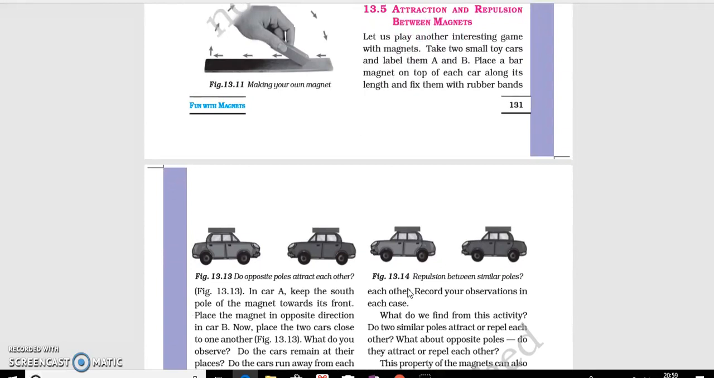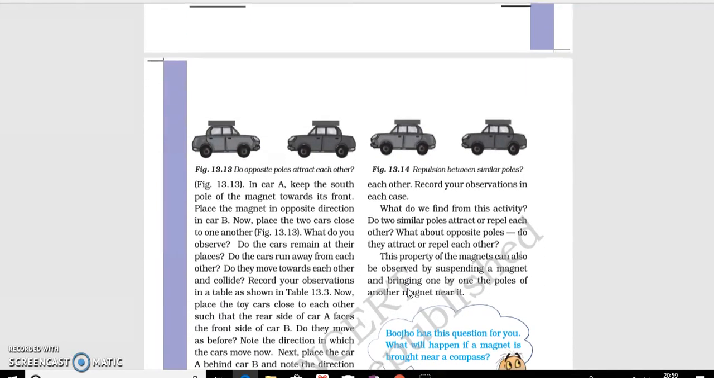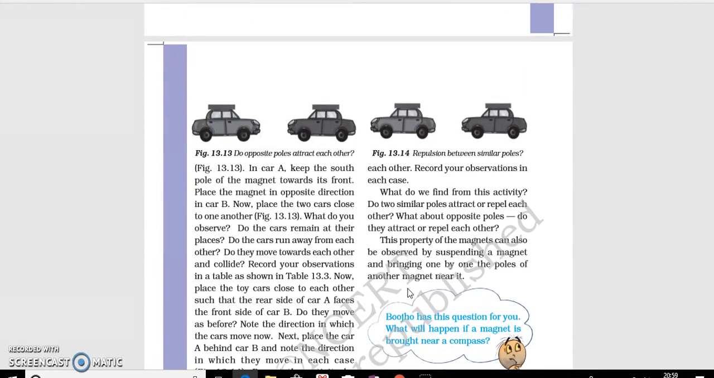Attraction and repulsion between magnets. Now in this activity, we've taken two bar magnets. Whenever we bring the same poles towards each other, they repel. When we bring the opposite poles towards each other, they attract.